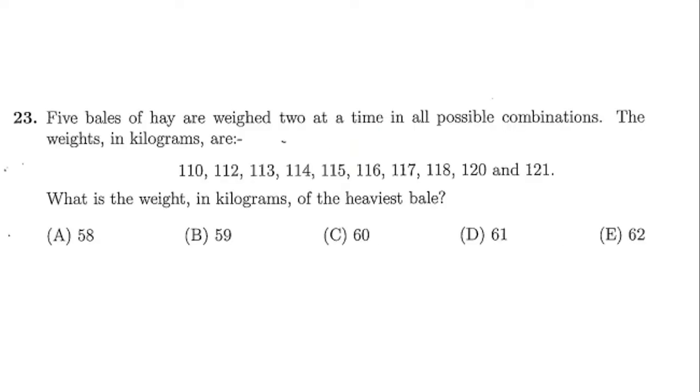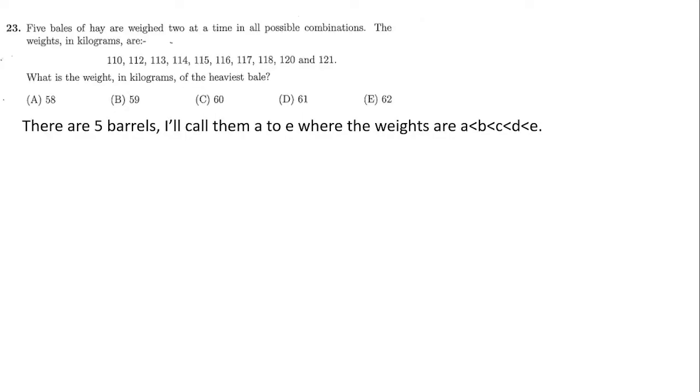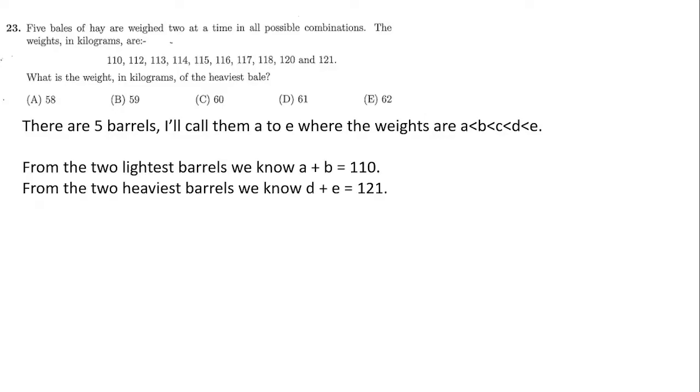Question 23. 5 bales of hay are to be weighed 2 at a time in all possible combinations. So there's 10 combinations. The weights in kilograms are as follows, and we have to work out the weight of the heaviest bale. So I'm going to call all the bales A to E, going in ascending order, A is the lightest, E is the heaviest, so we need to work out E.